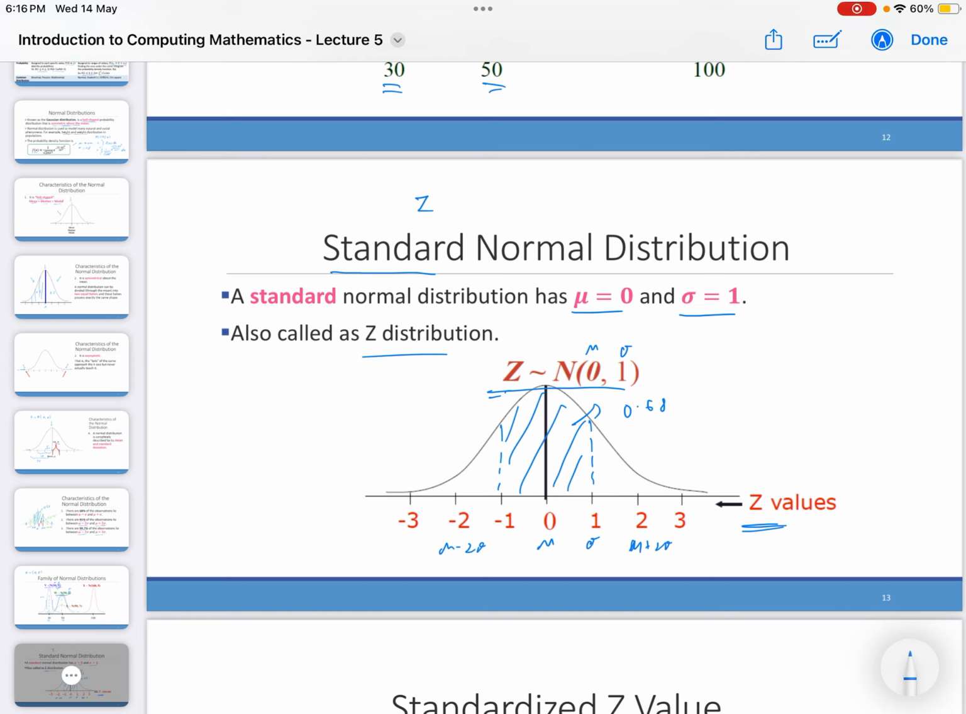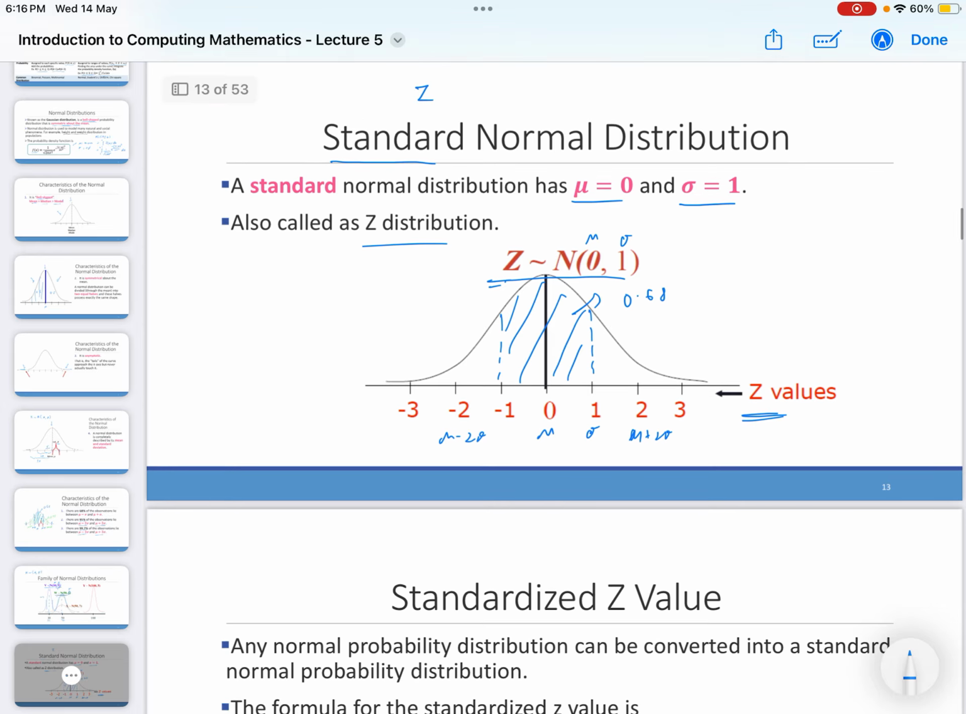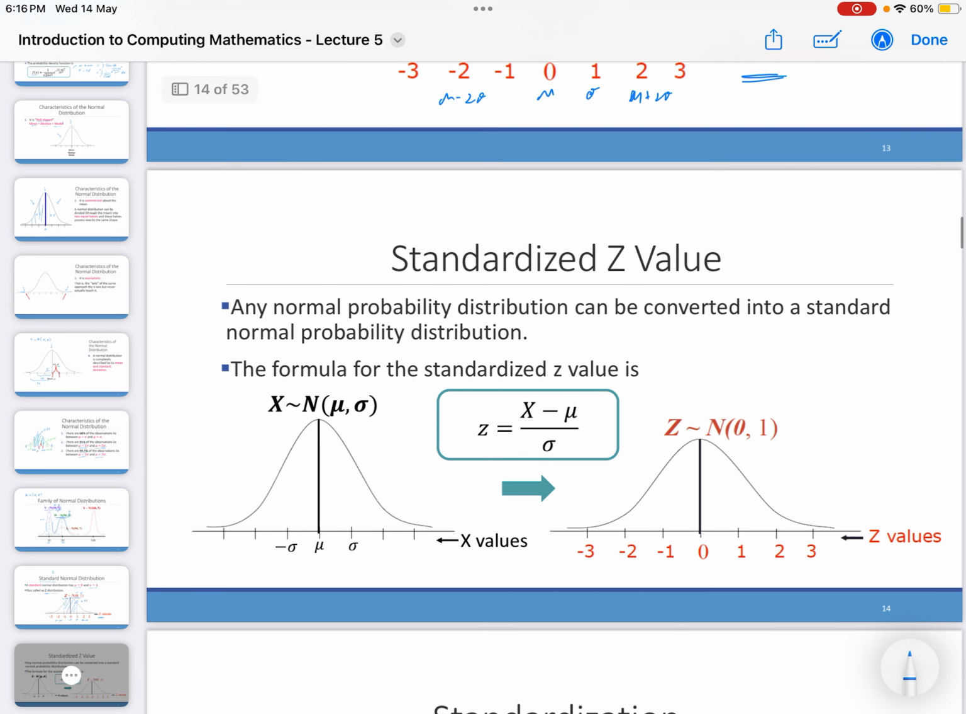Okay, so this one is the standard normal distribution. Basically, why we learn about the standard normal distribution is because any normal probability distribution can be converted into a standard normal probability distribution. So any x with mean mu and standard deviation sigma can be converted into z, which is a normal distribution with mean 0 and standard deviation 1.